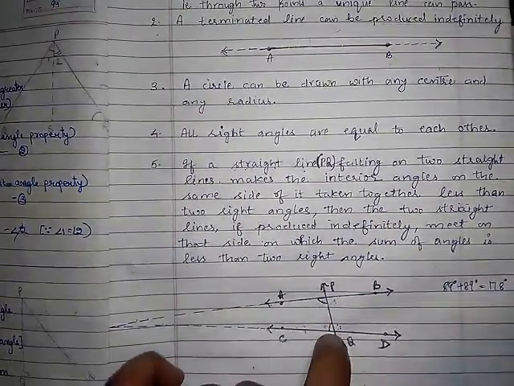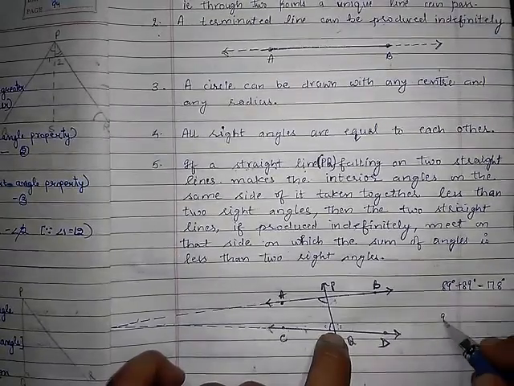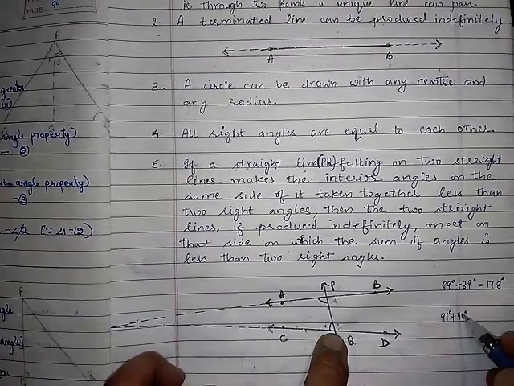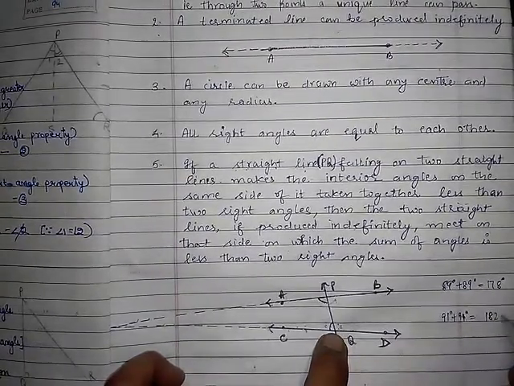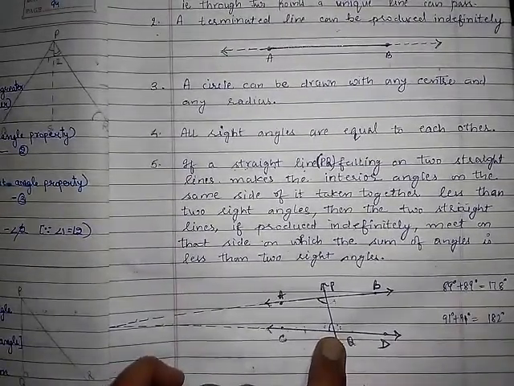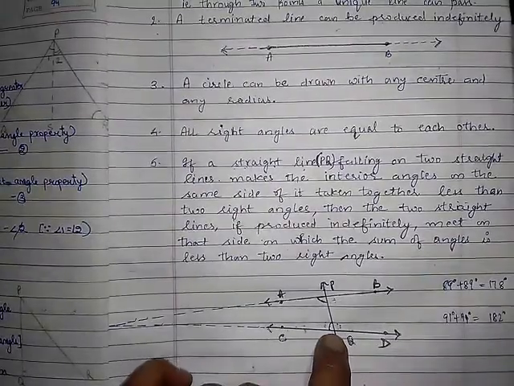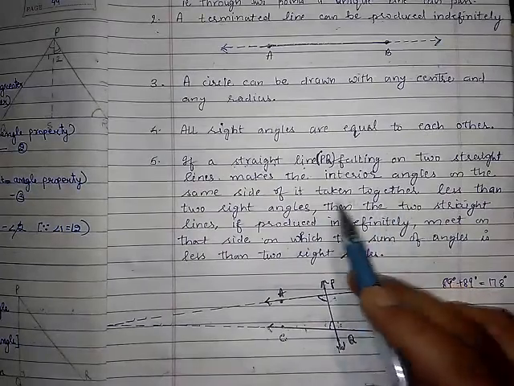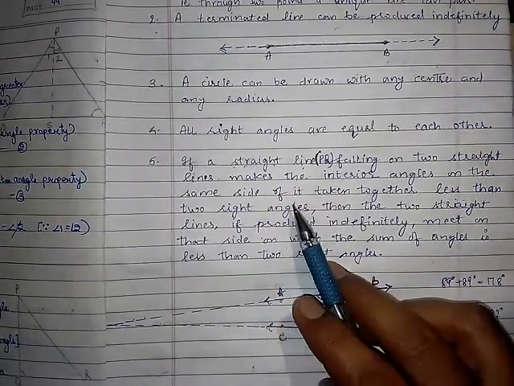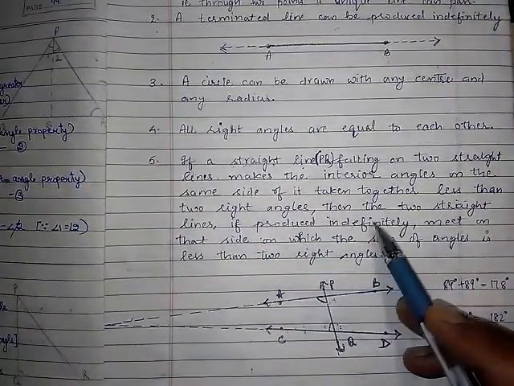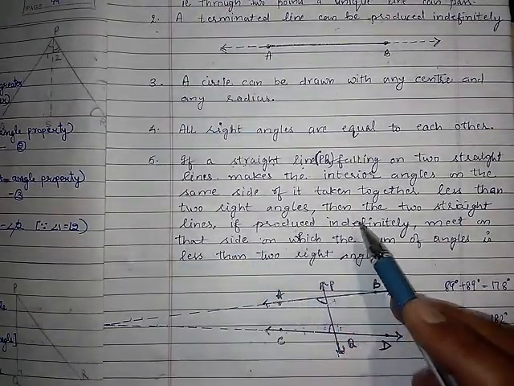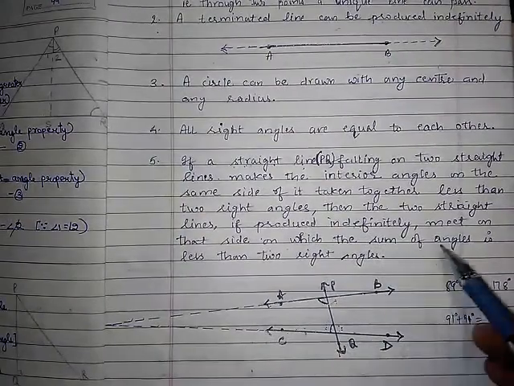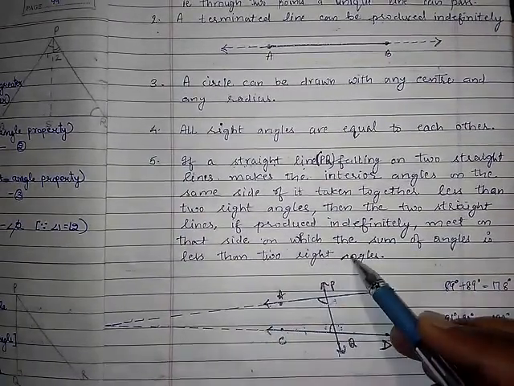So what about the smallest obtuse angle, that is 91 degree? If you take these two angles of 91 degree only, then what are we getting? We are getting 182 degree. Clear? So they are talking about that. If taken together less than two right angles, which means less than 180 degree, then the two straight lines, if produced indefinitely, meet on that side on which the sum of the angles is less than two right angles.